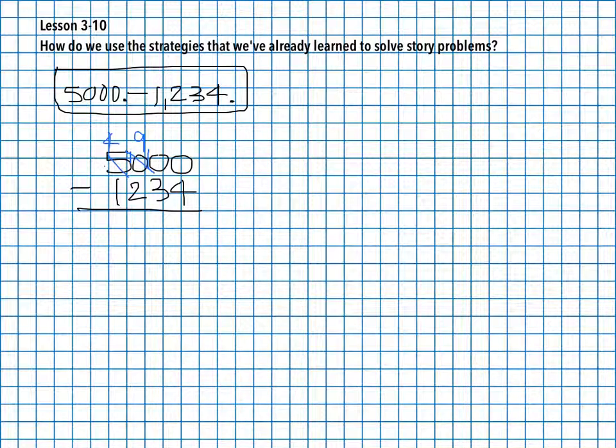Now we can borrow. We're going to take these 10 tens, make it 9 tens or 90, and we're going to make this 0 into 10 ones. Because if we look at the difference, we were at 90, 91, 92, 93, 94, 95, 96, 97, 98, 99, 100, that's 10 ones, and we just move those over here. Now we can subtract. 10 less 4 is 6, 9 less 3 is 6, 9 less 2 is 7, 4 less 1 is 3. So the answer is 3,766.